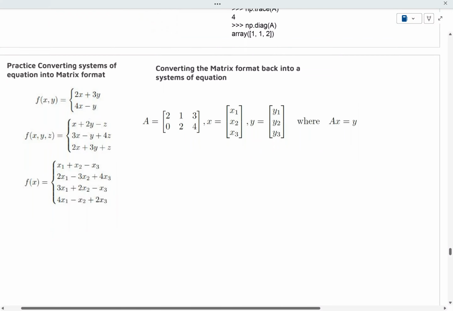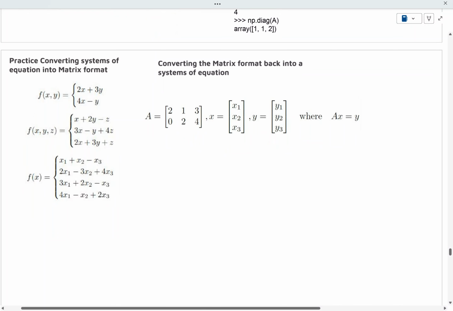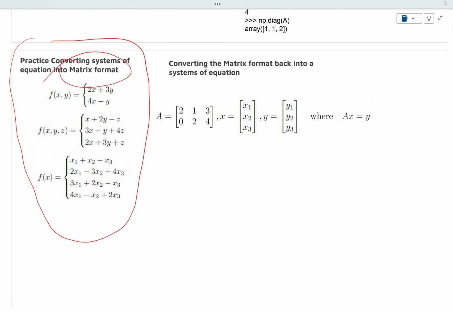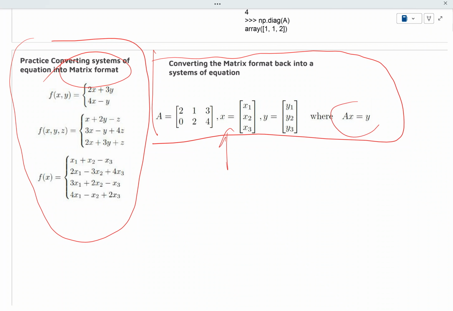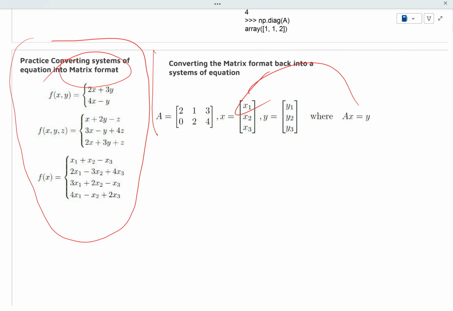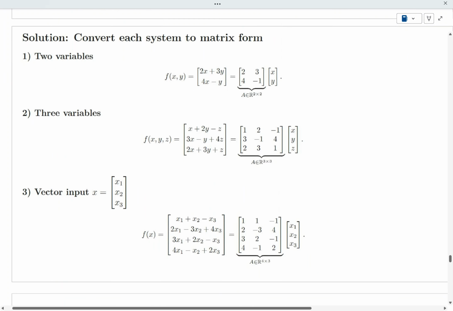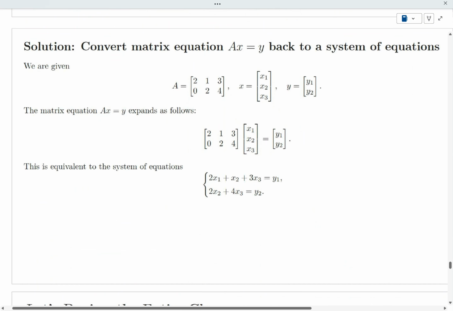So here it is. I want you to pause the video and practice converting these systems of equations into the matrix format. And then after you're done with that, do it backwards. Right over here is a matrix format of the equation, and you want to convert this back into a system of equations. Okay, pause the video. The solution is here as well as here.